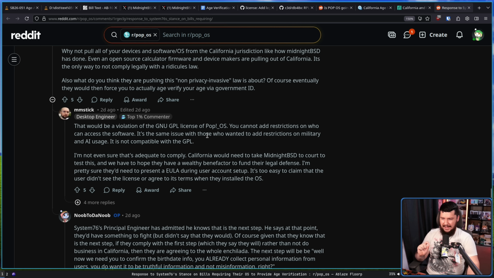I'm not sure that's adequate to comply. California would need to take MidnightBSD to court to test this, and we have to hope they have a wealthy benefactor to fund their legal defense. Any license is only as strong as your legal team. I'm pretty sure they'd need to present a EULA during user account setup, and again, EULAs have had a lot of legal cases against them and EULAs not being enforceable. It's too easy to claim that the user did not see the license or agree to its terms when they installed the OS.